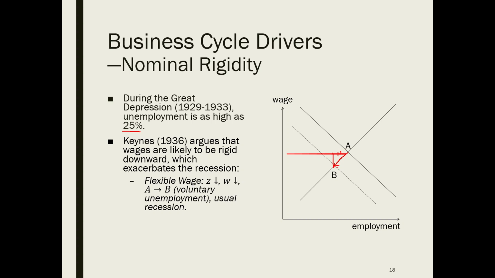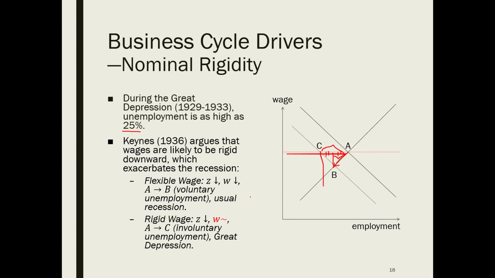However, if wage is fixed at the original level of this red line, then the labor supply is still at point A, while the labor demand is much lower at point C. The excessive supply, or unemployment, AC, is much greater than the voluntary unemployment, AB. The gap between the two is called involuntary unemployment. As you can see, if wage is rigid, then recession can be more serious.